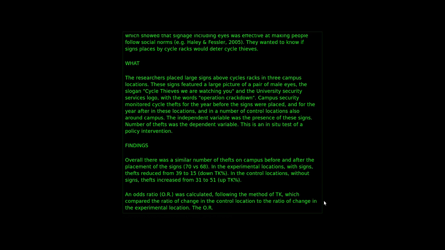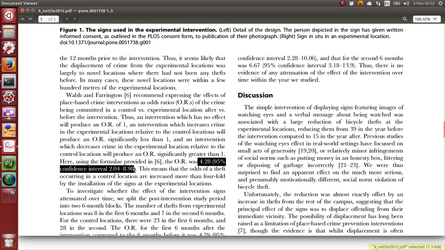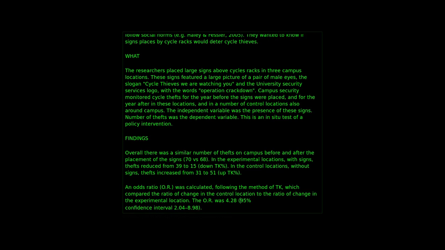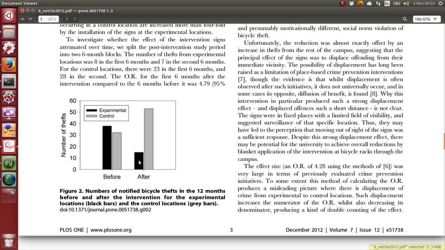The odds ratio was 4.28, 95% confidence interval. Okay, so the fact that this was different from 1 would be the odds stay the same. The odds ratio being well above 1 means that there was a big change, and you can see that from the graph. If you wanted your bike not to be nicked, you should have left it in the experimental condition after the sign.